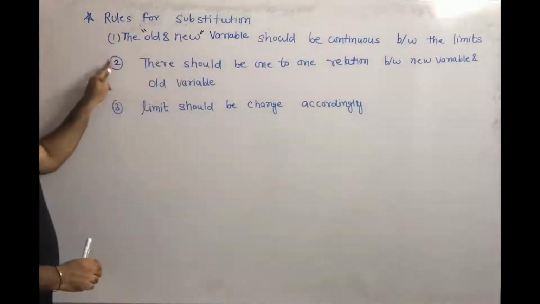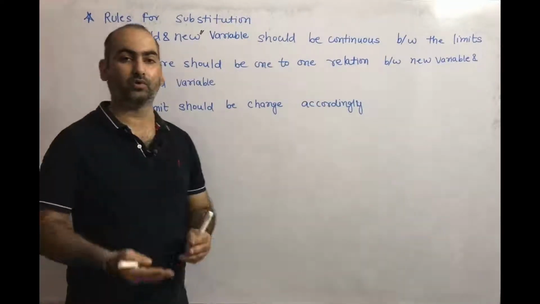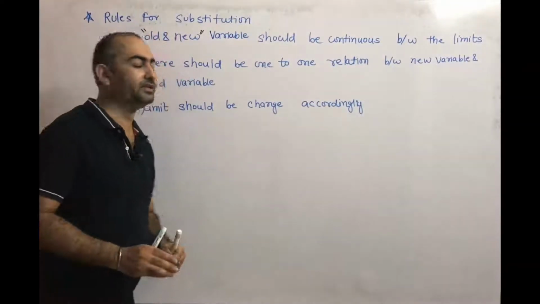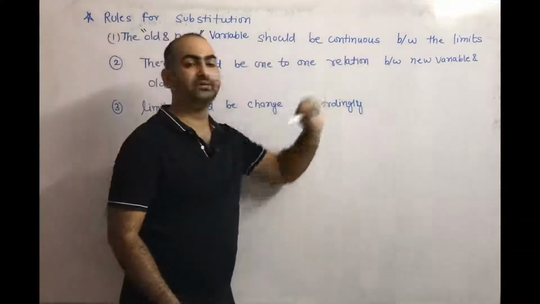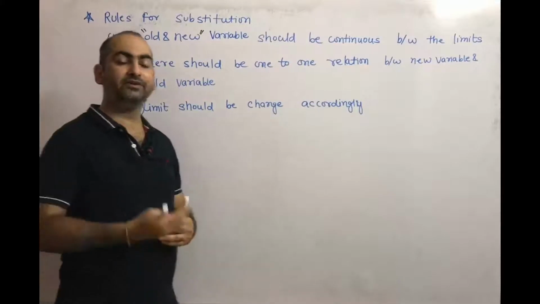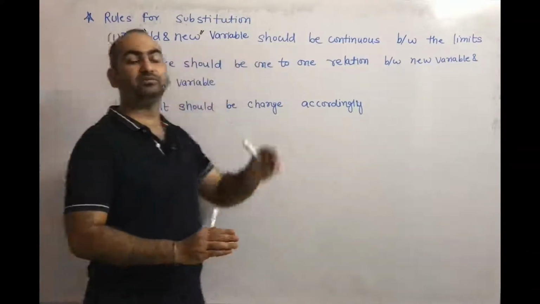First, second and third point. If you don't follow these 3 points, your answer will come wrong. So what are the 3 points? The first point is that the old and new variable should be continuous between the limit. Whenever you are using substitution, the old and new variable should be continuous between the limit.